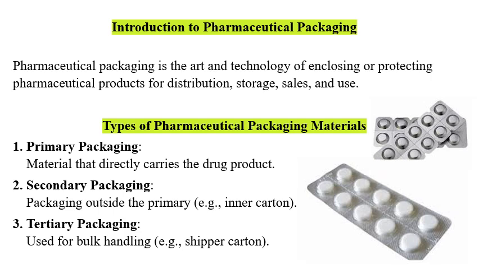For example, the syrup bottle is kept in the monocarton. So the monocarton is the secondary packaging. Then coming to tertiary packaging. This tertiary packaging is used for handling the bulk containers. An example is the shipper carton. So a shipper contains many monocartons containing the bottles. So the order of packaging is primary packaging, secondary packaging and tertiary packaging.